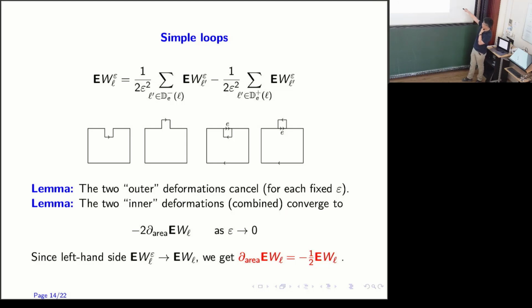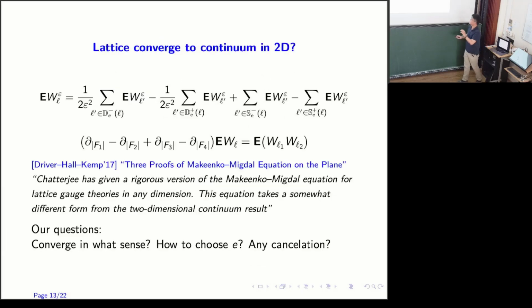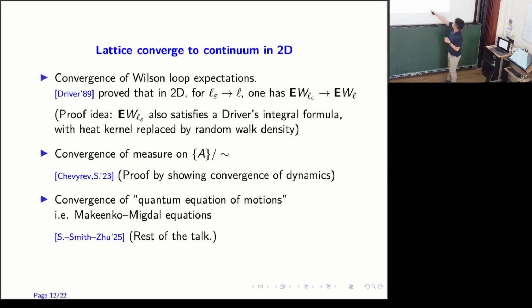The second one is more interesting, so let's look at the second one. Maybe I forgot to say that in the continuum we have a Driver formula, right? You can compute these expectations by finite dimensional integrals. But on the lattice, there's also a Driver formula.